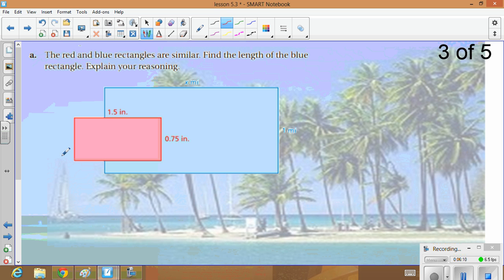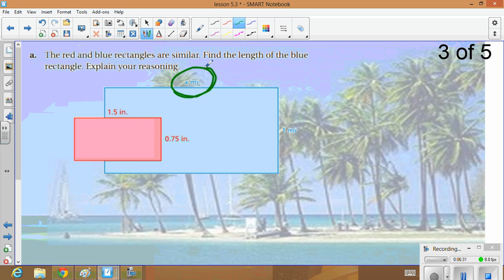Alright, here's slide 3 of 5. This is going to be a lot easier to look at because there's just a lot less going on. And the question is, the red and blue rectangles are similar. Find the length of the blue rectangle and explain your reasoning. So this is what we're looking for here.